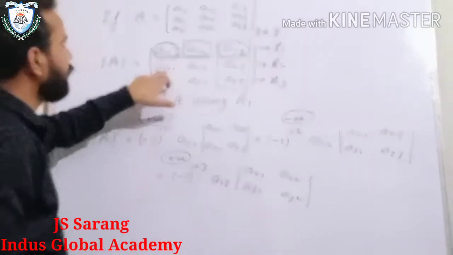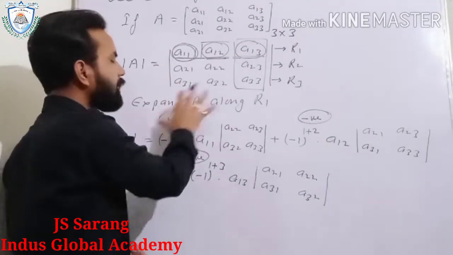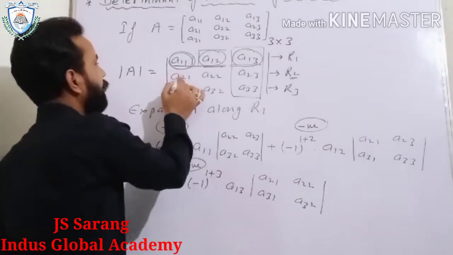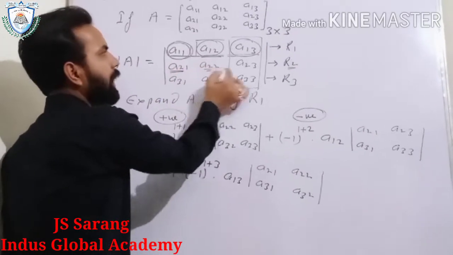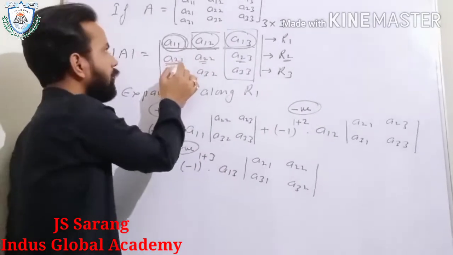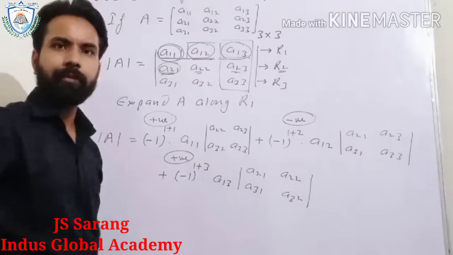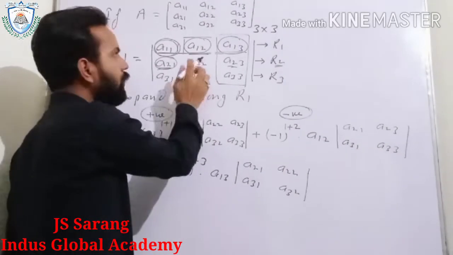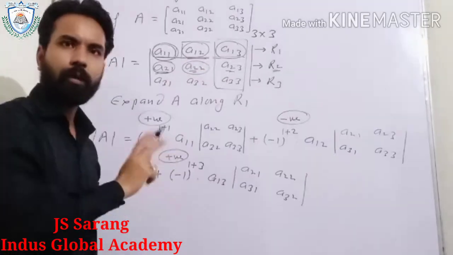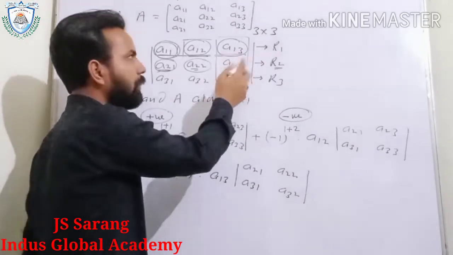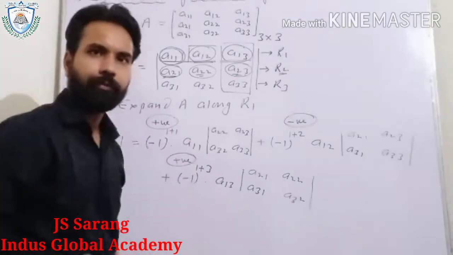Clear? Similarly here, if we want to expand this determinant along R2, we will have to write the elements of the second row. So here 2 plus 1 is 3, that is an odd number, so this element will be negative. Now see, 2 plus 2, 4, this is an even number, so this element we will write positive. 2 plus 3, that is 5, 5 is an odd number, so we will write it negative.